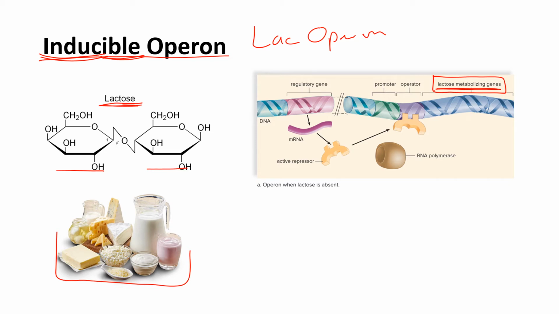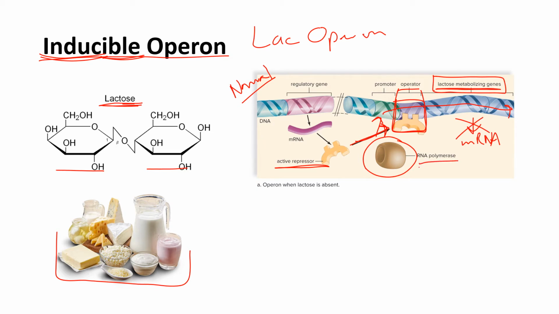So the normal situation for most bacteria is that the repressor is active, which means that that repressor is bound to the operator. So you have the repressor bound to the operator, and that prevents the RNA polymerase from binding to the promoter and sliding along the DNA and transcribing those genes into the mRNA. So that is the normal situation. Normal situation is the active repressor is bound to the operator, and that prevents transcription, prevents the RNA polymerase from sliding along the DNA.